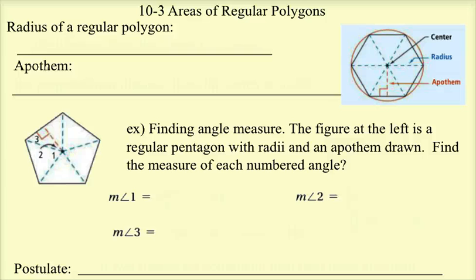This is lesson 10-3, areas of regular polygons. A regular polygon is a polygon that has all sides congruent. So we have this polygon over here, this hexagon, because it has 6 sides.